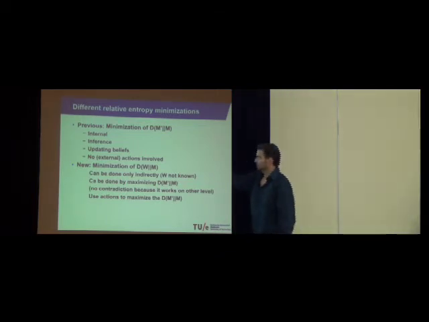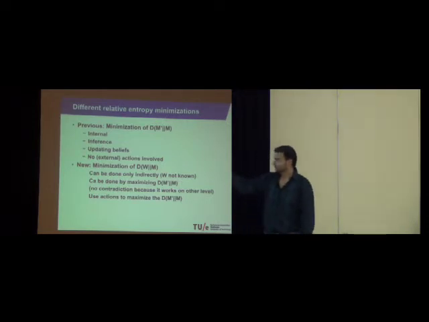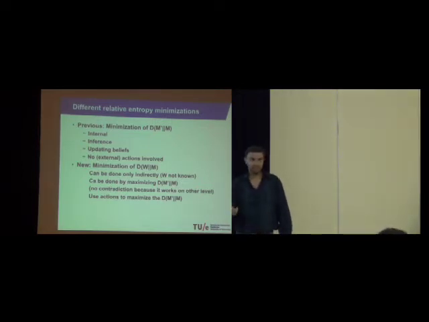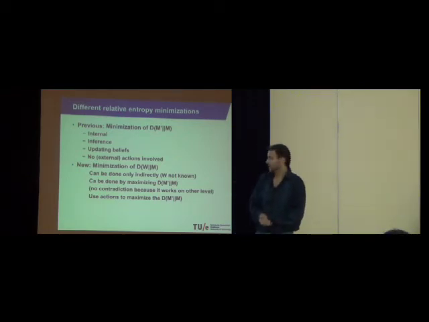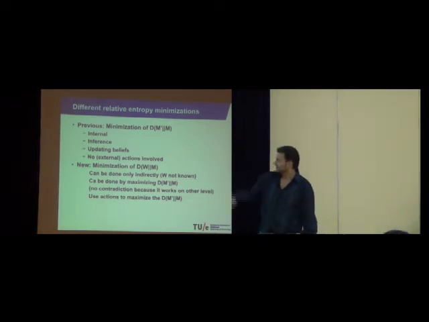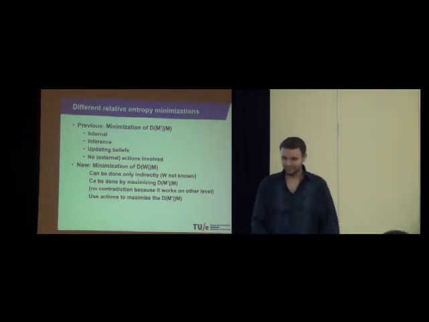But what I propose that is new is minimization of the first term. It can only be done indirectly, because it's not known. It can be done by maximizing this term. And you see a kind of almost like a contradiction. So this one, let's minimize it, and I try to maximize it. But there's no contradiction because it works on one level. It even is a requirement of the equation I derived that minimization has to be done for the Pythagoras identity to hold. And so the second part uses actions to maximize this term, and that's what makes agents do things.